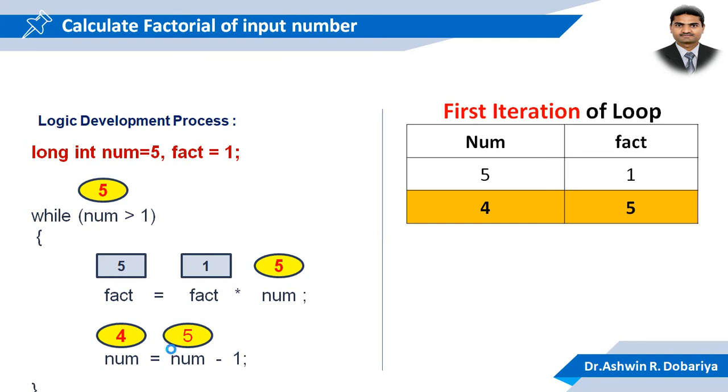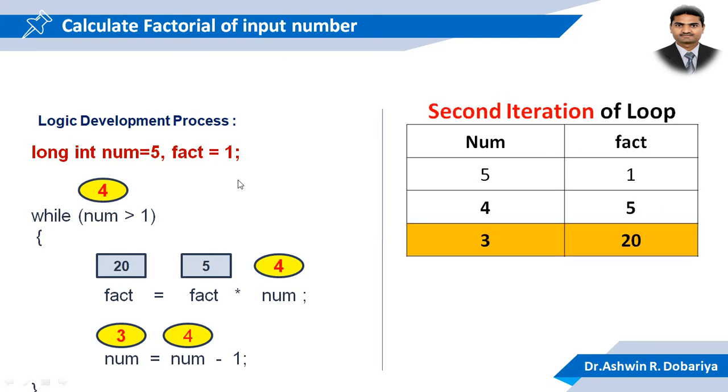Now what happens when the loop executes the second time? The second time, num is 4. 4 is greater than 1, the condition becomes true. Now we know that the old value of fact, or the latest value of the fact variable, is 5, multiplied by the value of num, which is 4. So 5 multiplied by 4 is 20, and now the latest value of the factorial variable is 20. After that, num is 4 minus 1, so the latest value of num is 3. So this is the status when the loop executes the second time.